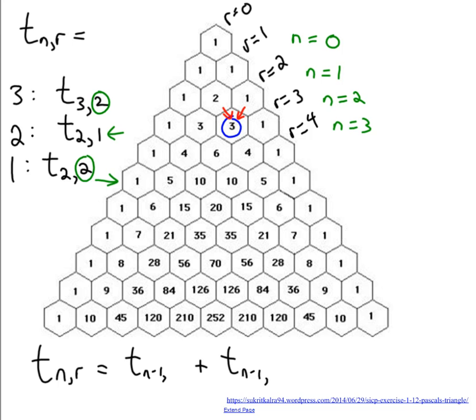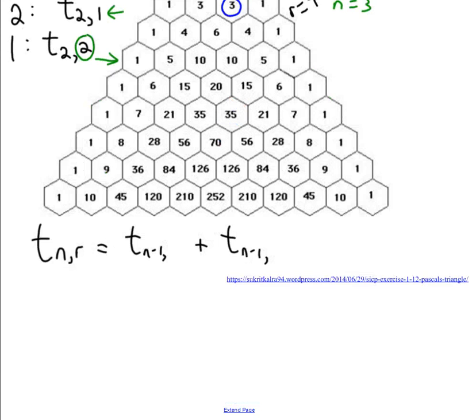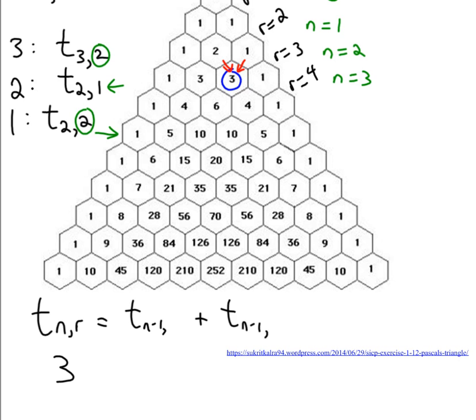If we're comparing 3 as being 2 plus 1, and 2 is T2,1, and the 1 is T2,2, and the 3 is T3,2, then it would reason out that term n,r would be found by adding term n subtract 1, r subtract 1, to n subtract 1, r.